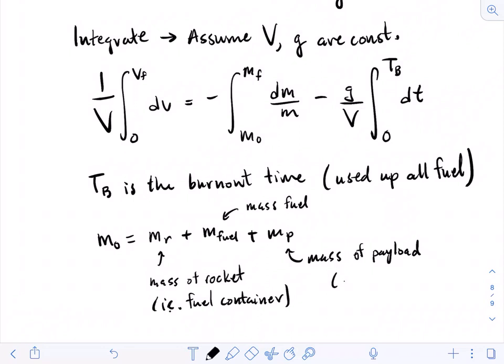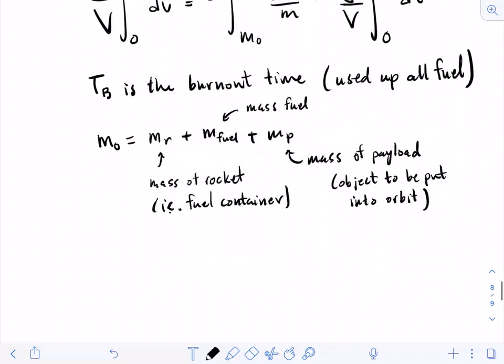And so this is really the object, such as a satellite or something. This is the object to be put into orbit. Okay, so the final mass is just everything after we've burnt our fuel. So it's the mass of our rocket plus the mass of our payload.